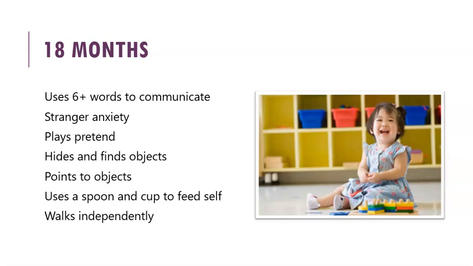They will also play pretend. They also tend to like to play with puzzles and blocks. They will hide and find objects. They will point to objects that they are interested in or objects that they want to play with. They should be able to use a spoon and cup to feed themselves. And by this age, they should be walking independently. As far as social skills, this is the age where they start to become interested in other children and start to play with them.